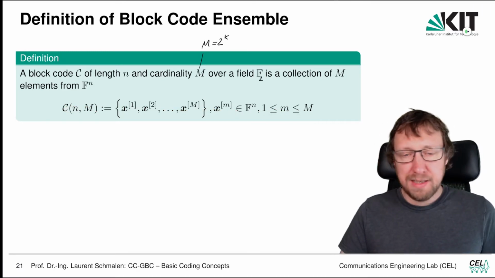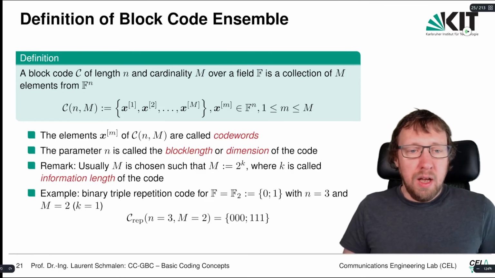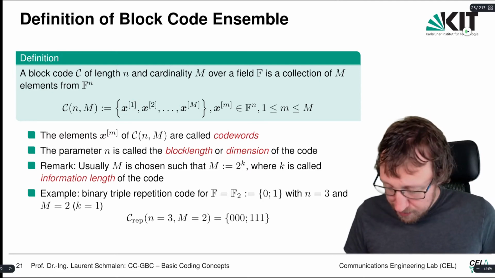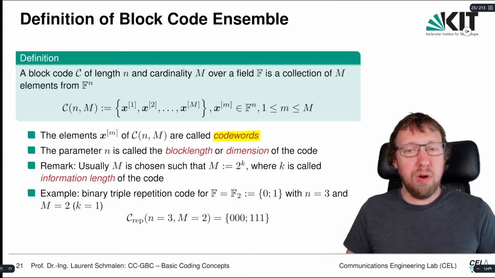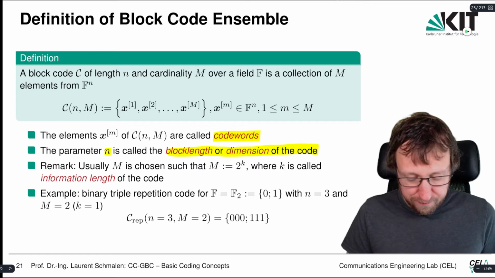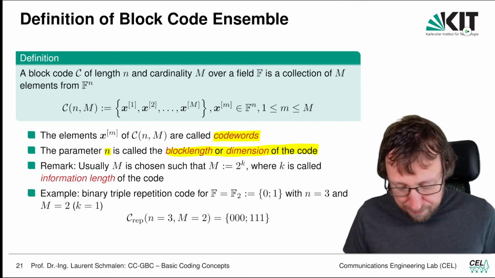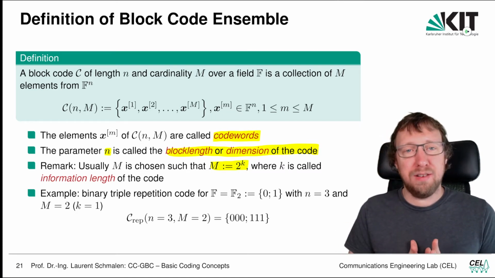So that's essentially a code. The different x, the different elements, are called code words. The length n is the block length or the dimension of the code. And as I just mentioned, usually we choose m to be equal to 2 to the power k, and k is the information length of the code.